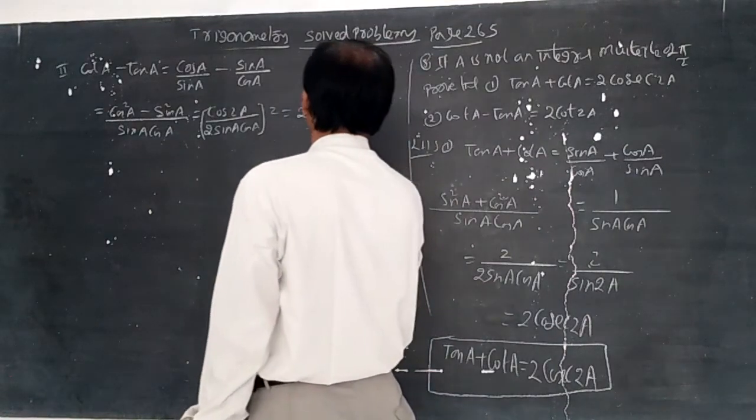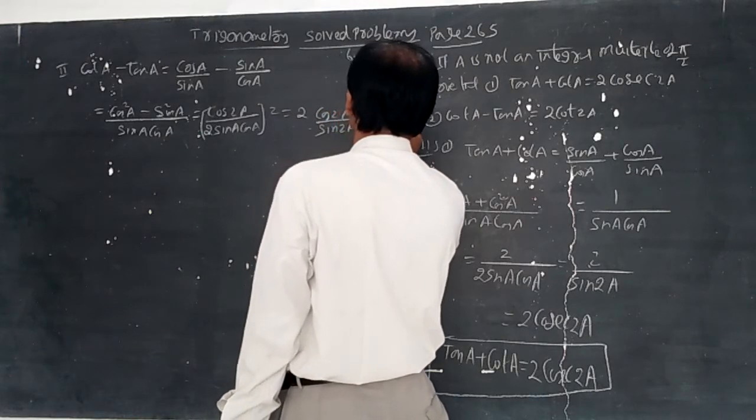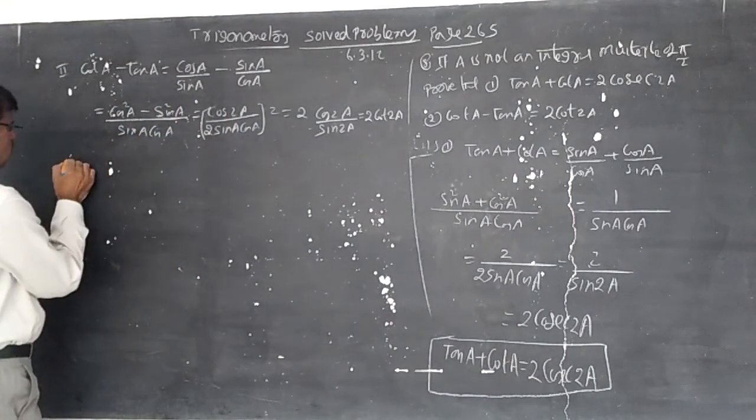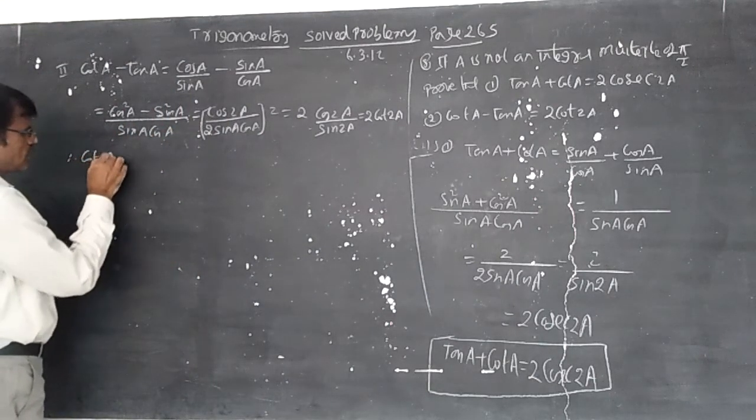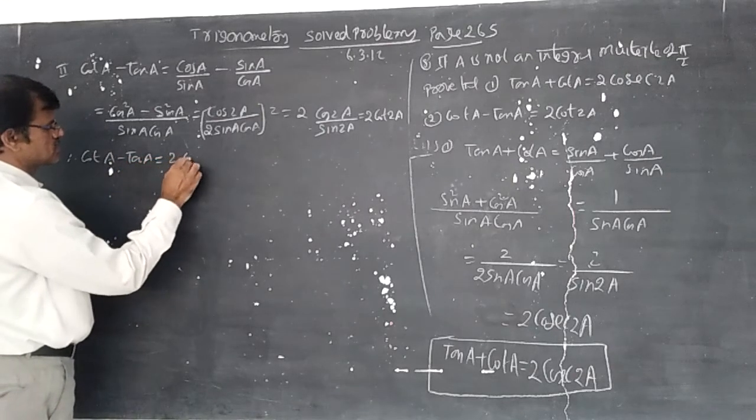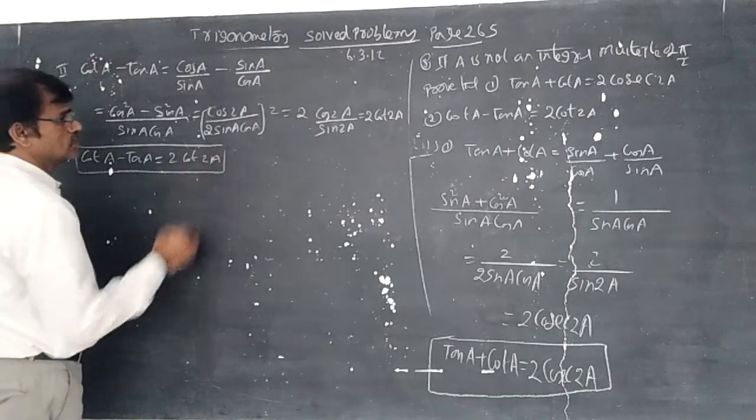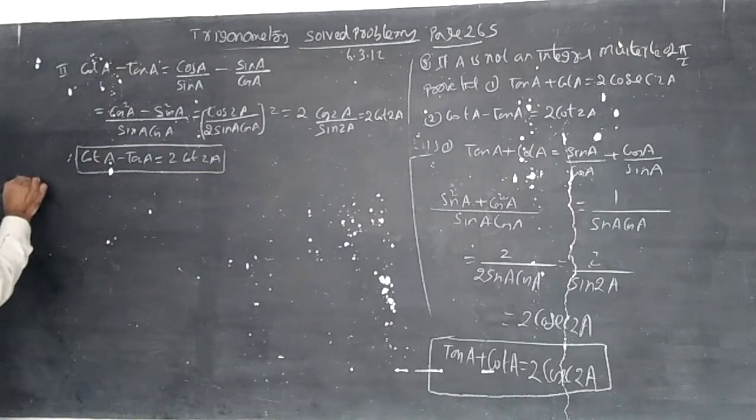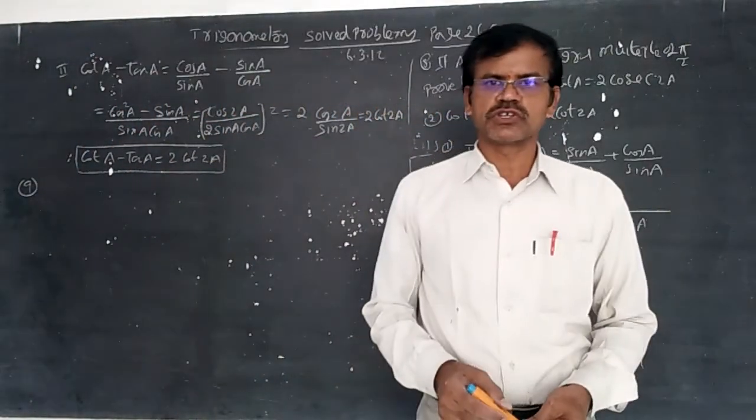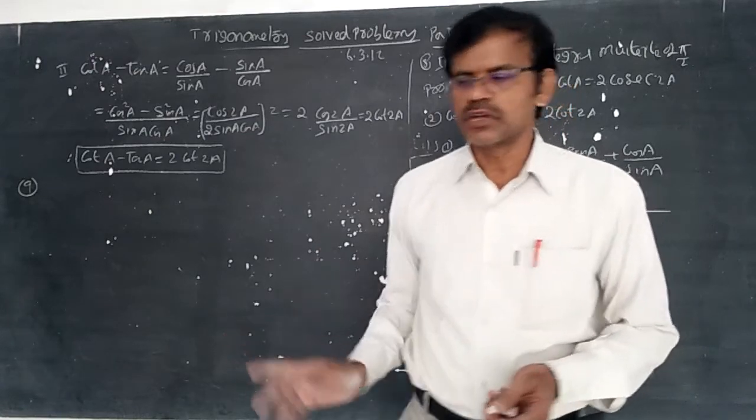So now you can understand that cos theta by sin theta is cot theta. So you can write this as 2 cot 2A. Therefore, the formula is cot A minus tan A is equal to 2 cot 2A. This one also you should remember as a formula. Cot A plus tan A value is 2 cosecant 2A and cot A minus tan A value is 2 cot 2A.